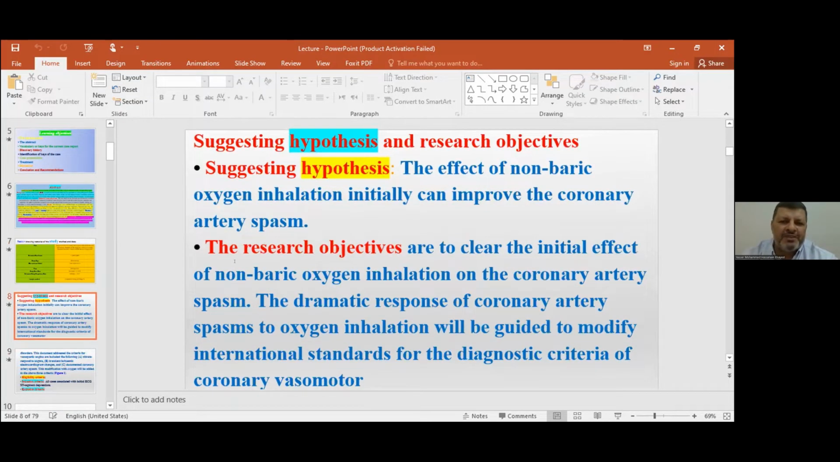Suggested purpose and research objectives: the effect of non-pure oxygen inhalation can initially improve coronary artery spasm. The research objectives are to clarify the initial effect of non-pure oxygen inhalation on coronary artery spasm. The dramatic response of coronary artery spasm to oxygen inhalation will guide modification of the international standards for the diagnostic criteria of coronary vasomotor disorders.